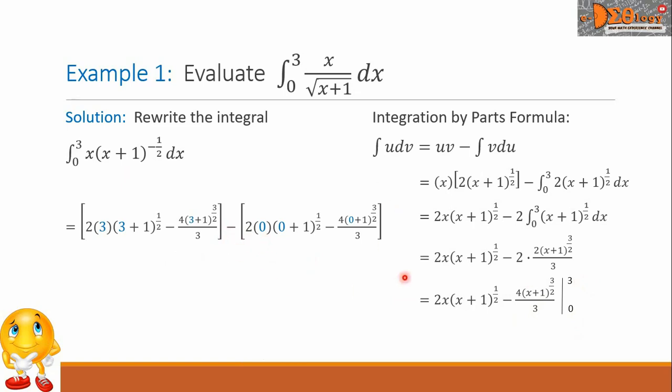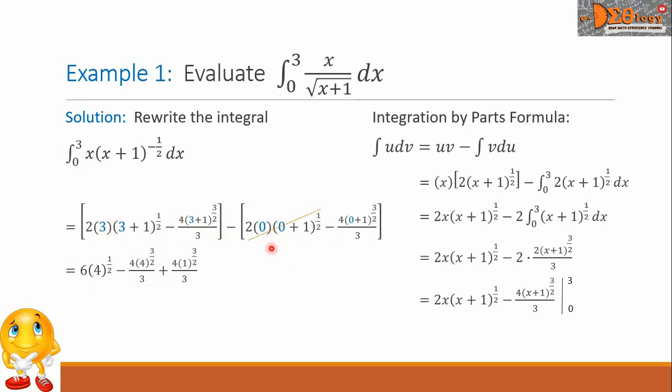Observing this second group, the 0 here as factor will make this expression be equal to 0. Then let us simplify further. This 2 times 3 is 6, and 3 plus 1 is 4, and this is raised to 1/2. Then minus, we copy this 4, 3 plus 1 is 4, raised to 3 over 2, all over 3. And then this minus and minus here makes this positive.